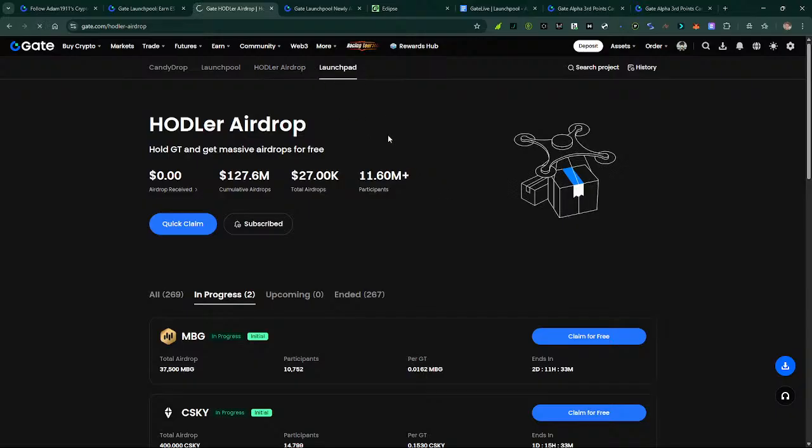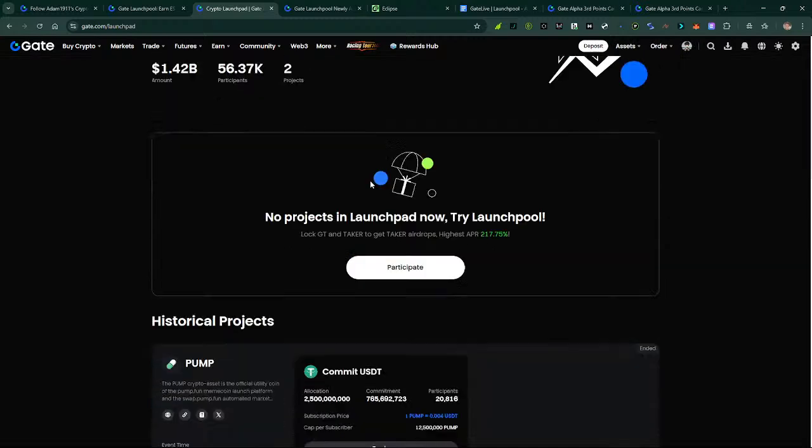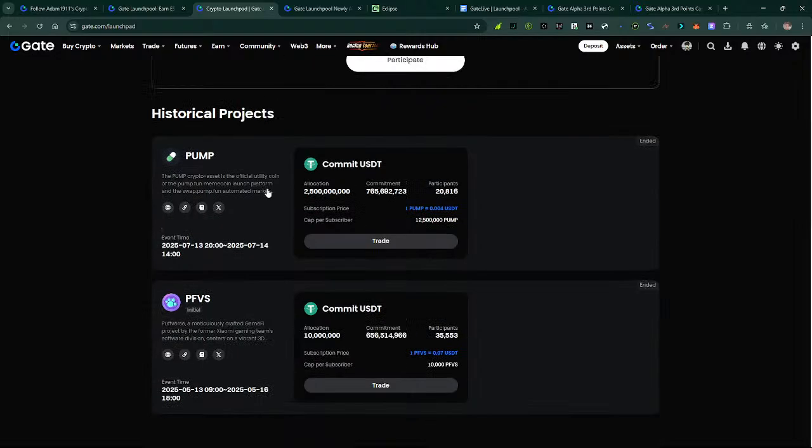And later we have Launchpad. So you all know about Launchpad, right? Launchpad is pretty much like committing, committing either USDT or GT. These are the previous projects, so there is no ongoing one. Pump.fun's PUMP token and the EFBS from Pumpers. So we got to see these two Launchpad projects.